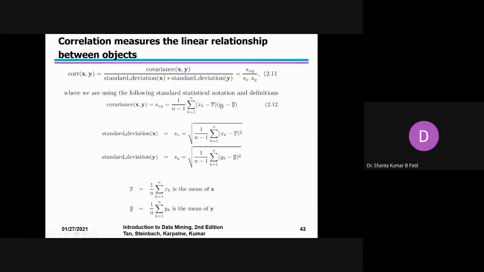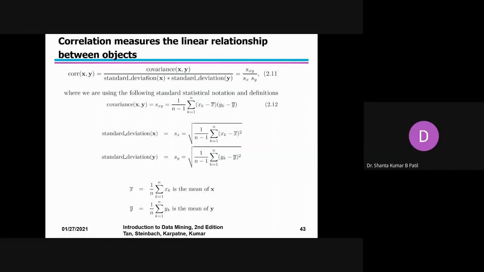Hence, if it is x_k and x̄ in the case of the variance or standard deviation, multiplication of these two is its square, root under square. Okay. So by making use of this covariance and the standard deviations of the x and y, you can find the correlation, where correlation is the linear relationship between the objects.